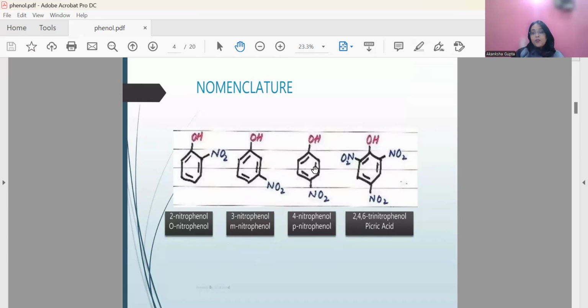And here the position is para, that is 1 4. So we can call it paranitrophenol or 4-nitrophenol. Here we can see that the nitro group is present at positions 2, 4 and 6. So the name is 2,4,6-trinitrophenol, and the general name is picric acid.